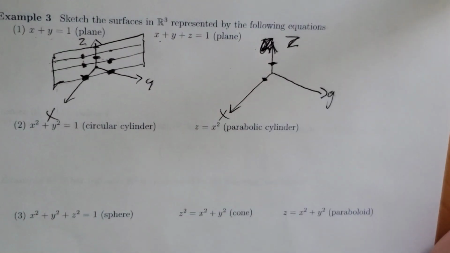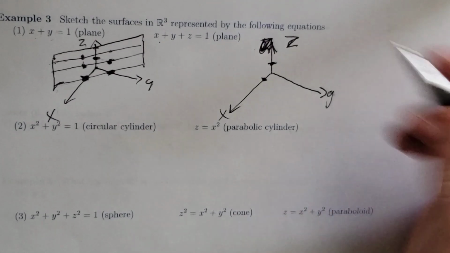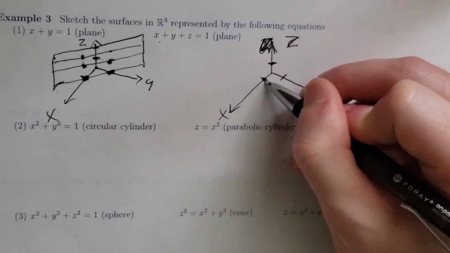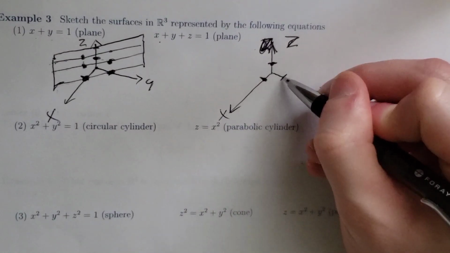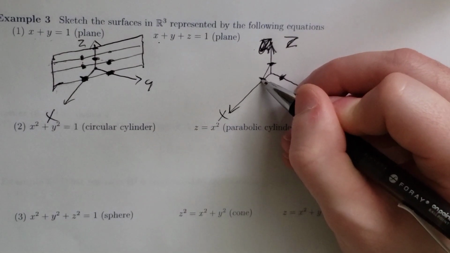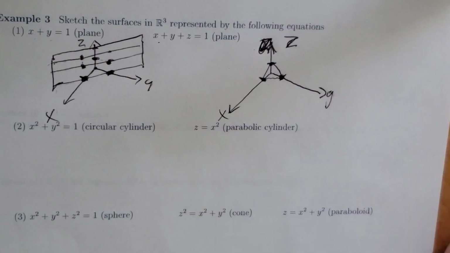If x and z are 0, then y is 1. If y and z are 0, then x is 1. So all 3 of those points are in this plane. Let's see if we can get a few more. So these are all in the plane.